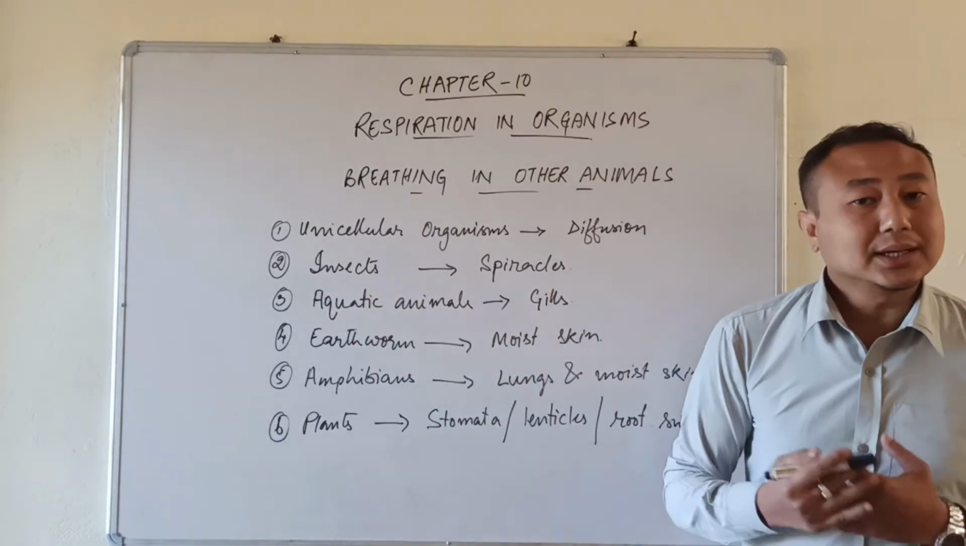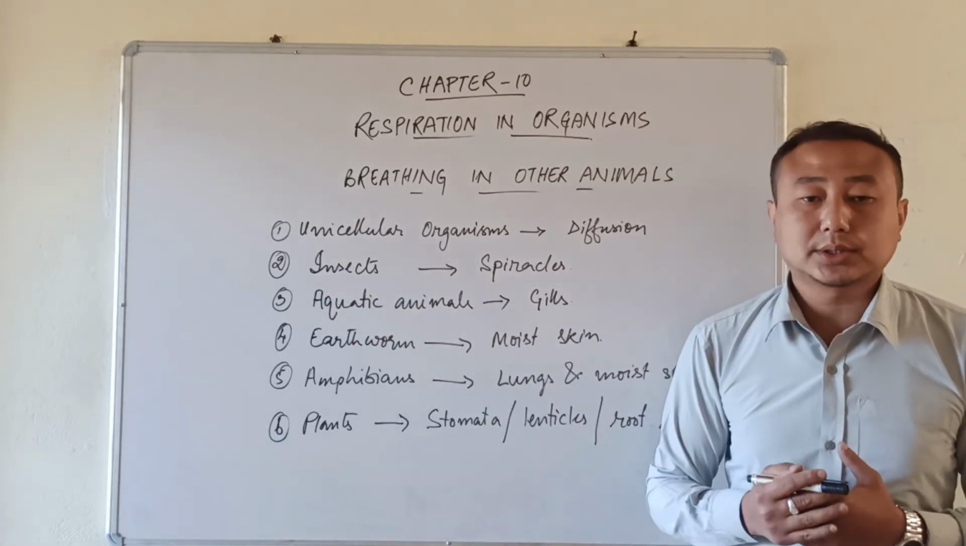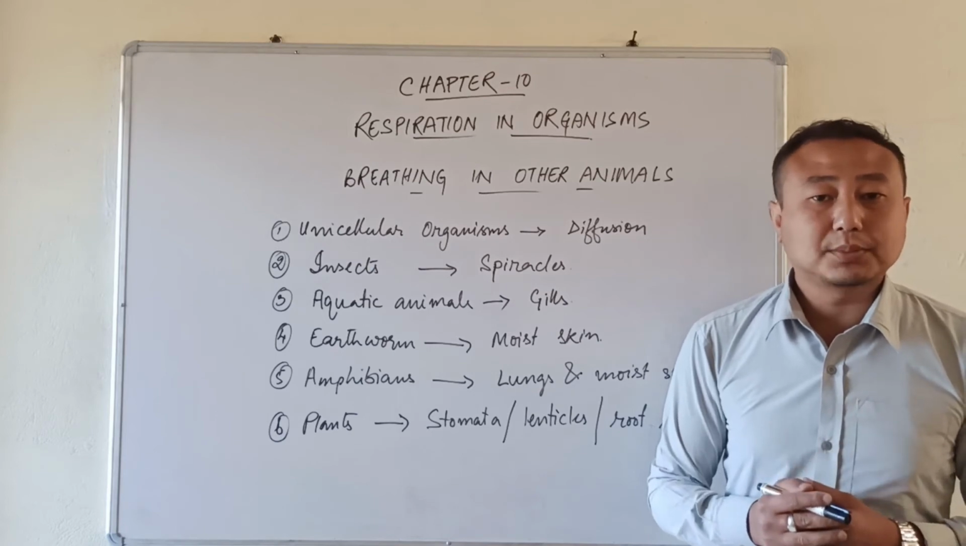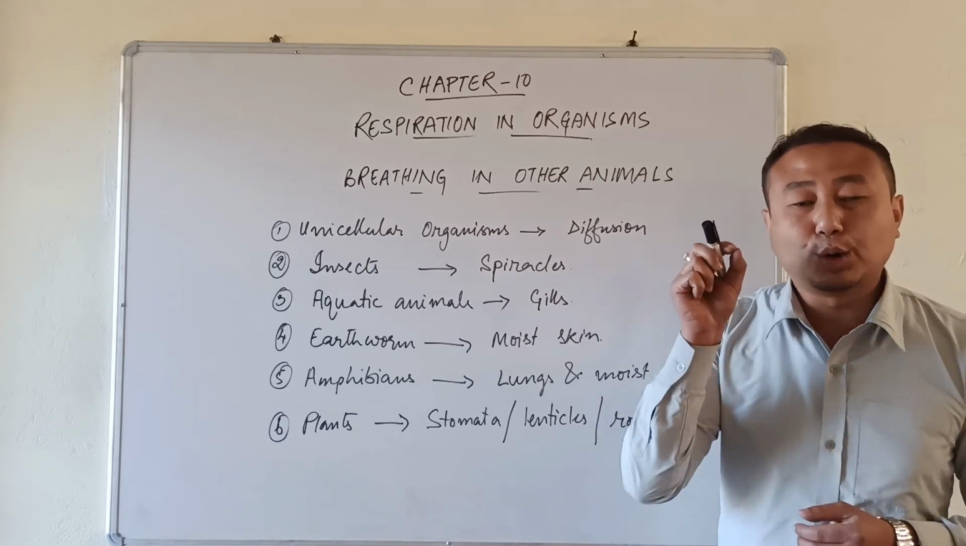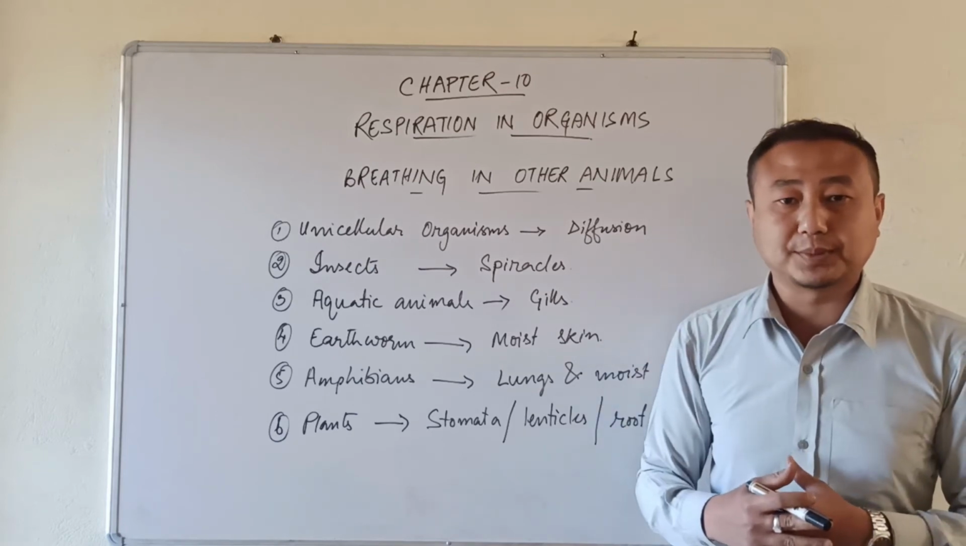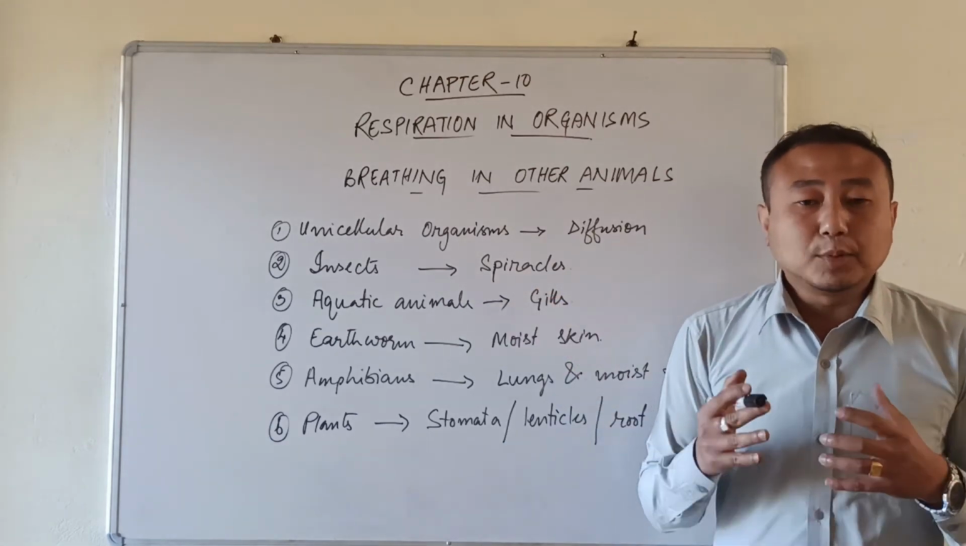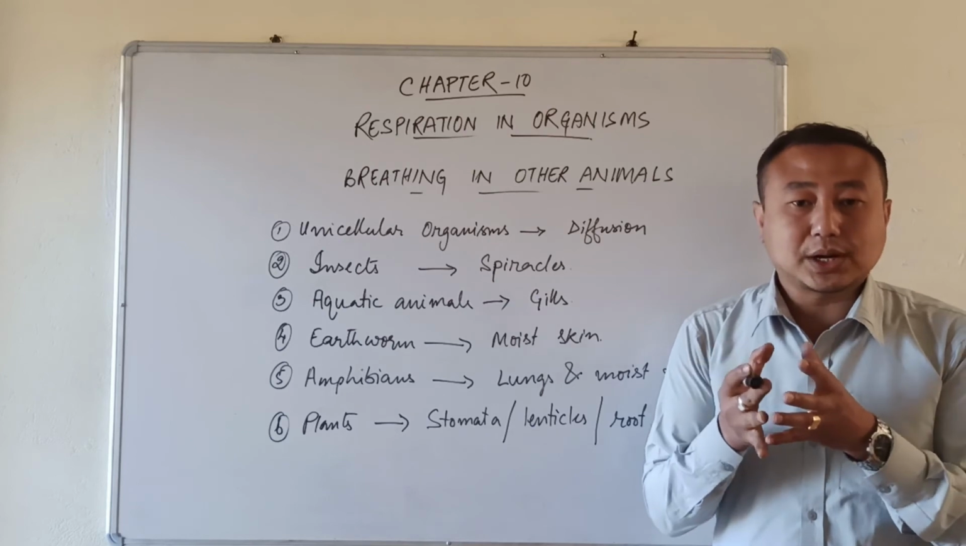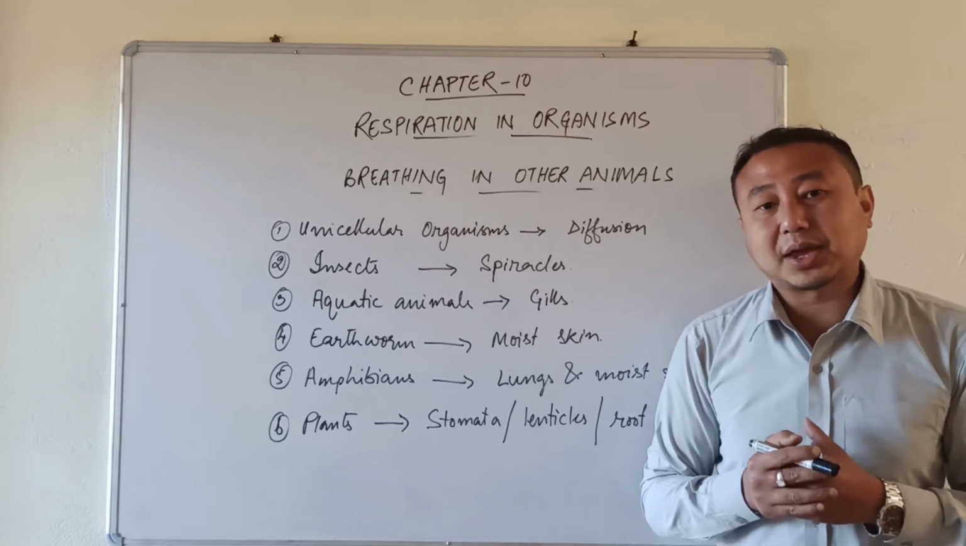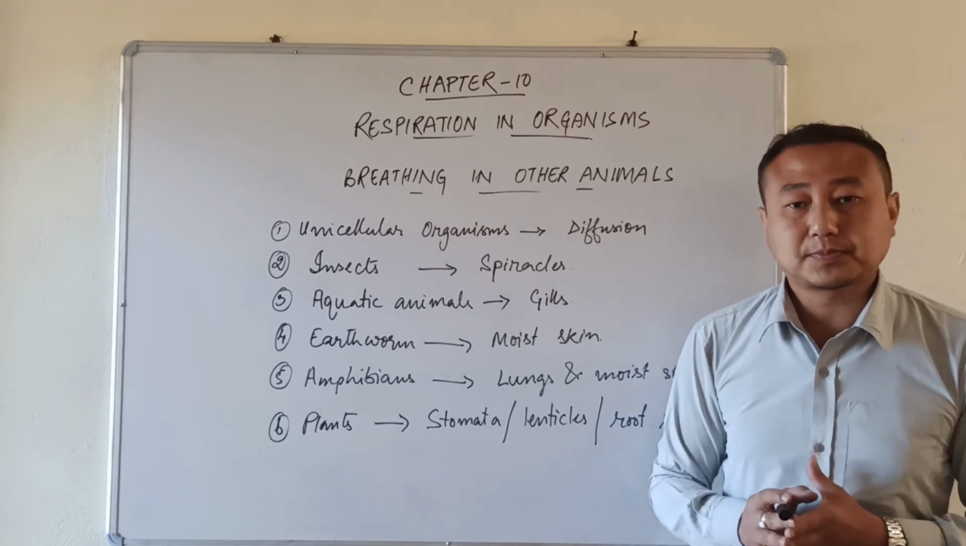Insects like grasshopper or cockroach perform the breathing process by the help of small holes that are present all over their body. These holes are known as spiracles. The movement of the muscles contracts or expands these spiracles and they perform the breathing process.